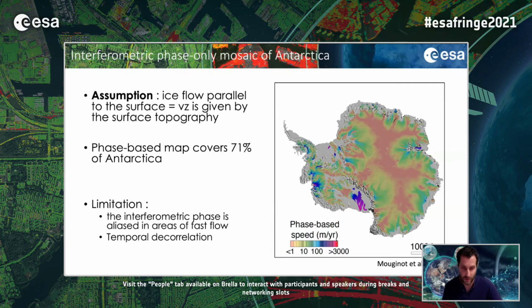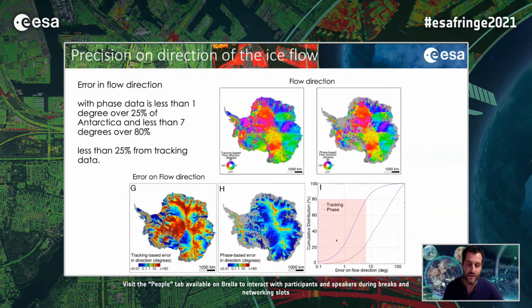And as I said, there is a limitation on the coast due to temporal decorrelation, and aliasing of the fast flow. Same graph as Thomas showed for Antarctica. This is the error in flow direction. On top you have the flow direction, with almost the same color code that was shown earlier, where color shows the direction of the flow. The one on the left is the flow direction that was retrieved with tracking techniques, where you can see it starts to be very noisy when you're getting closer to the interior, closer to the ice divide, where ice is flowing at a very slow pace. While on the left, you have the same.